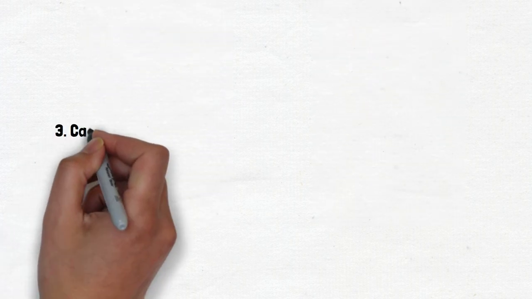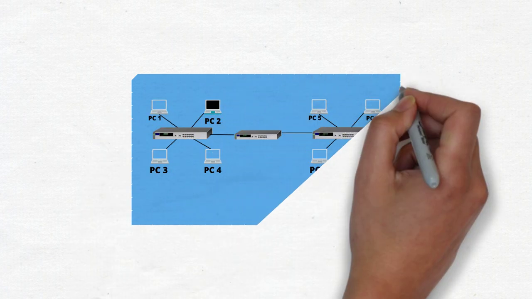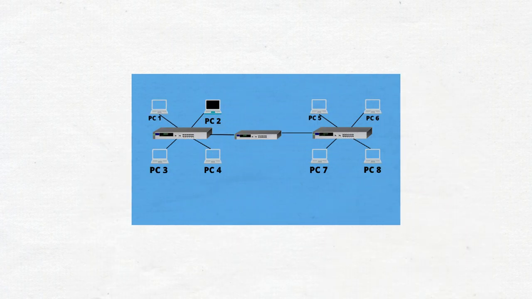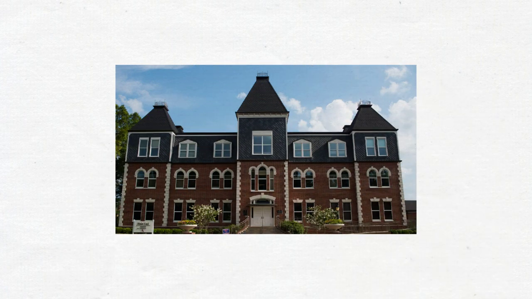Number three is Campus Area Networks, or CAN. It's a type of network where two different local area networks communicate with each other. For example, in a school, each department has its own local area network. Now, to connect all the school's different departments, we need to have a connection. This type of connection is called a campus area network.